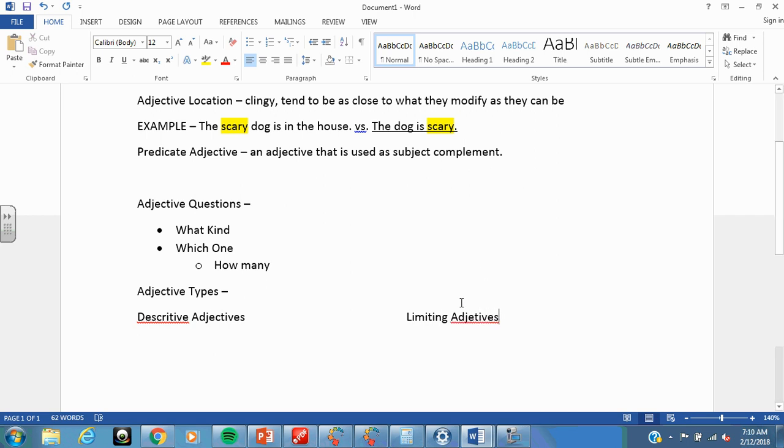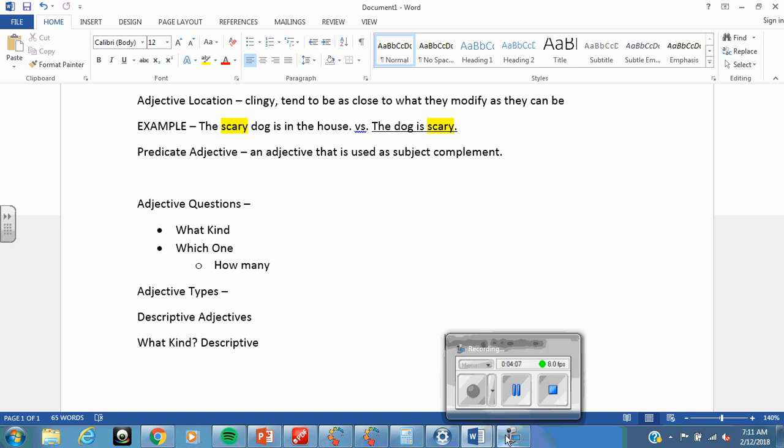The limiting adjectives are the ones that you're going to want to focus on in terms of types of adjectives. Descriptive adjectives are mostly just the adjectives that you're used to. These are the adjectives that answer the question, what kind, like scary, big, mean, fat, skinny. It's the limiting adjectives that you're going to have to study because they might not be something that you would consider to be adjectives.